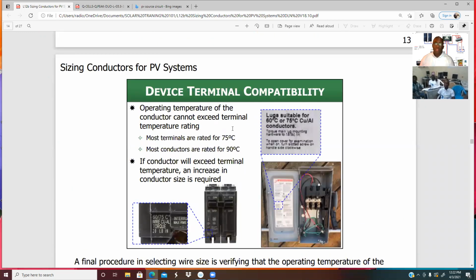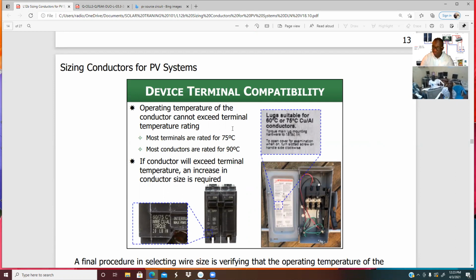All right, look right here. So they said device terminal compatibility. Operating temperature of the conductor cannot exceed terminal temperature ratings. Most terminals are rated for 75 degrees Celsius. Most conductors are rated for 90 degrees. If conductors will exceed terminal temperature, an increase in the conductor size is required.